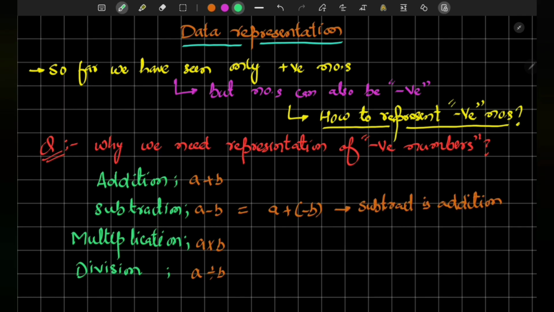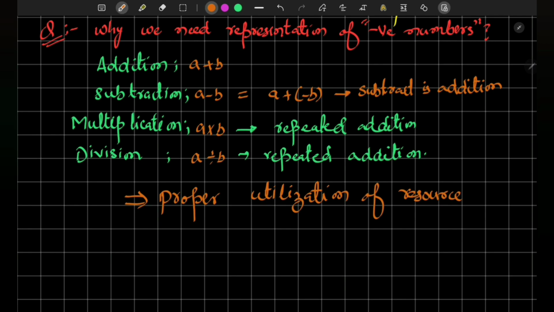to addition. Similarly, we can also see that multiplication is some sort of repeated addition, and division is repeated subtraction. But I already told you that subtraction is some form of addition of a positive and a negative number. Therefore, I may say that division is also some sort of repeated addition. What we can conclude from this is that if we have a hardware resource that is capable of doing the addition operation, we can also use the same hardware resource for doing other operations such as subtraction, multiplication, and division, provided we are able to represent negative numbers in proper form.